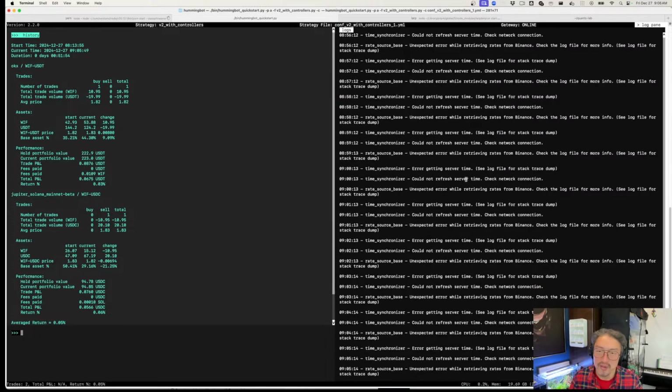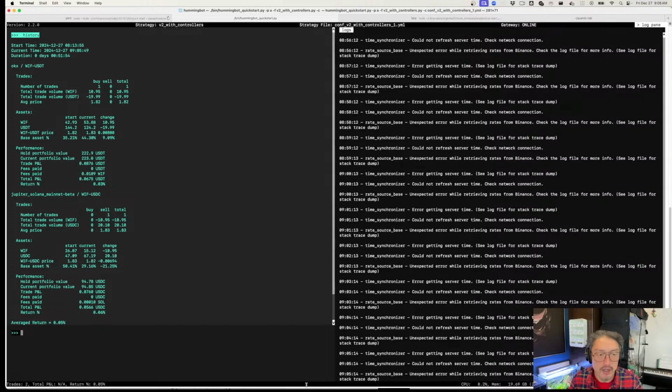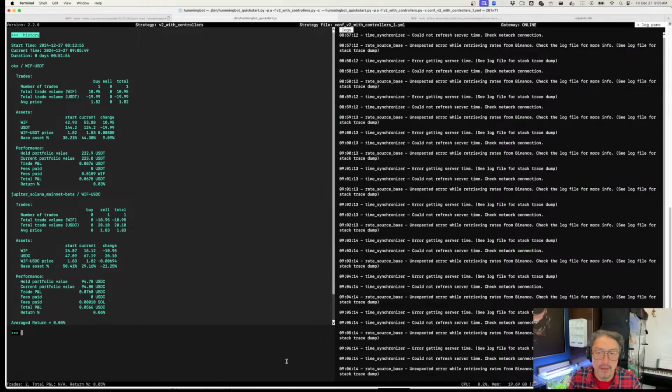Perhaps overall, I think getting to a point where you can reliably run these strategies on both CEXs and DEXs is still a moving target. You'll likely hit errors like this. We'll have to debug exactly what's going on. But it looks like there's some issue with server time. This might be because I'm running both Hummingbot and Gateway at the same time, using the same node, and trying to hit that node from both sides.